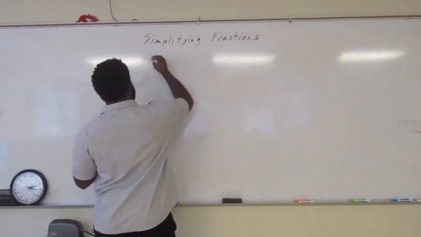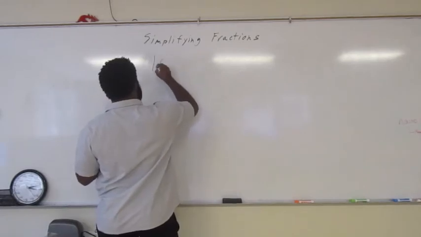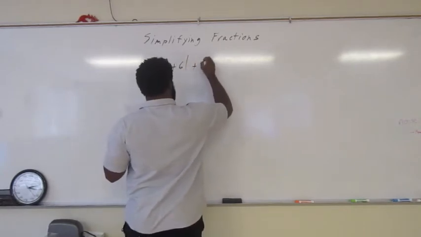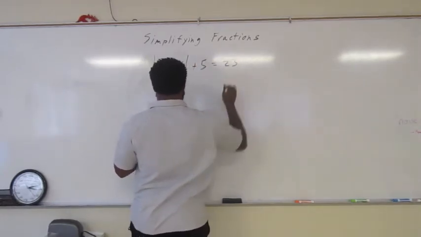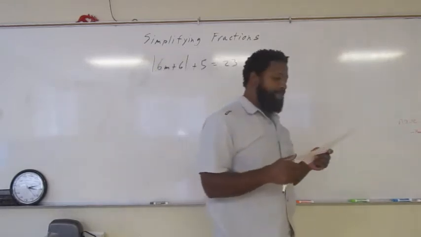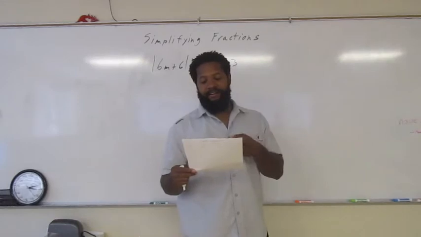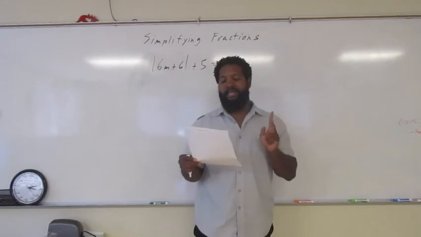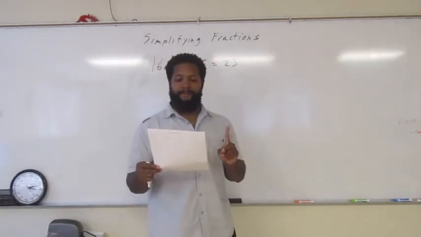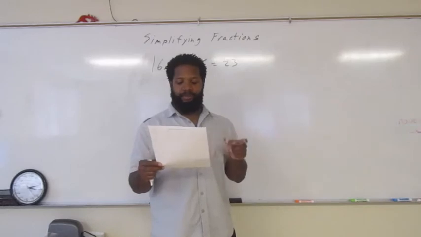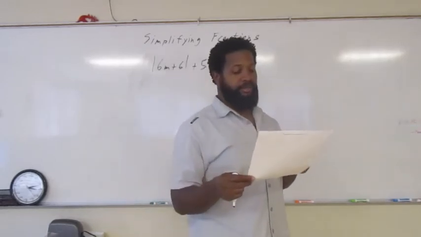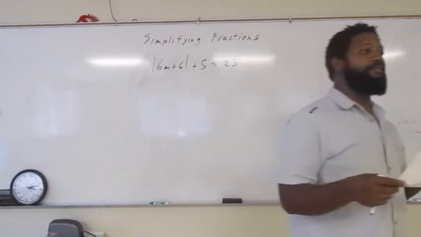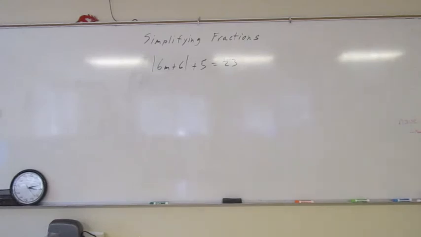Number 5 says absolute value of 6m plus 6, plus 5 is equal to 23. Now, for 5 through 8, you have 2 parts on the inside of your absolute value and 1 part on the outside. Numbers 9 through 12, you have 2 parts on the inside of your absolute value and 2 parts on the outside. So just be careful, all right?